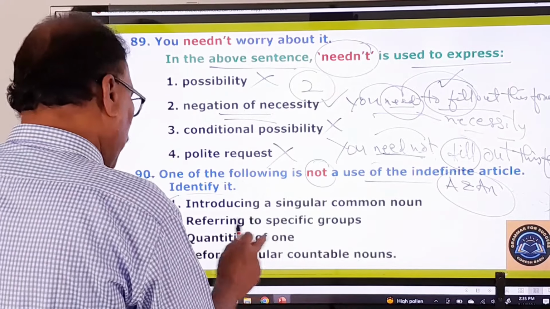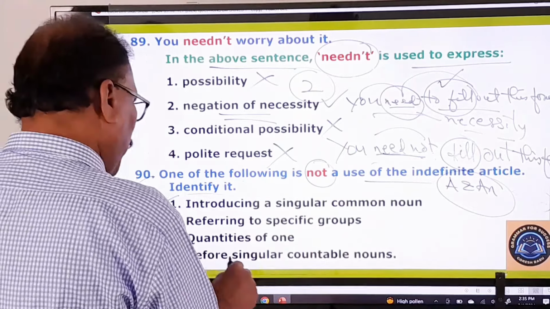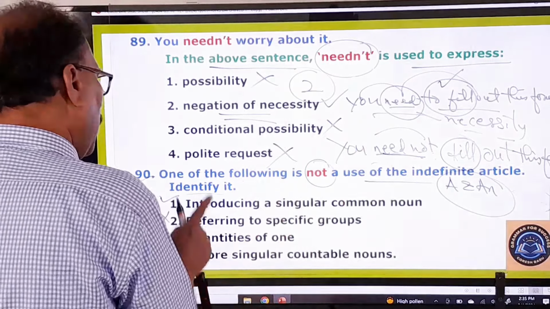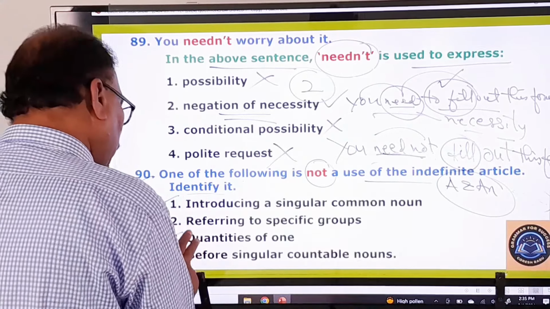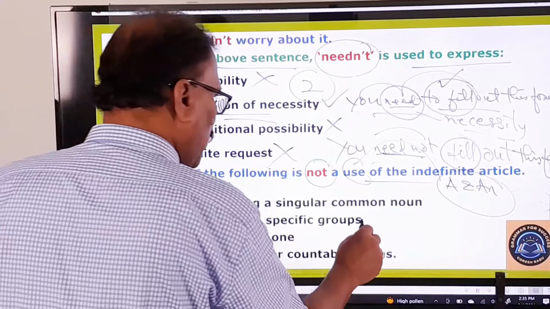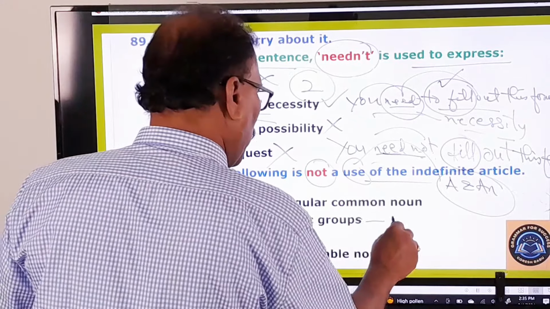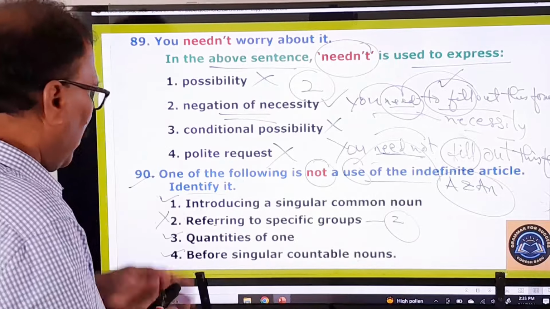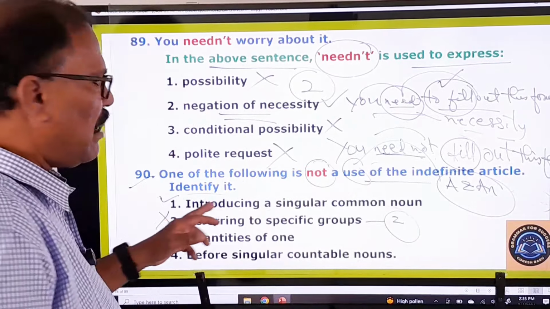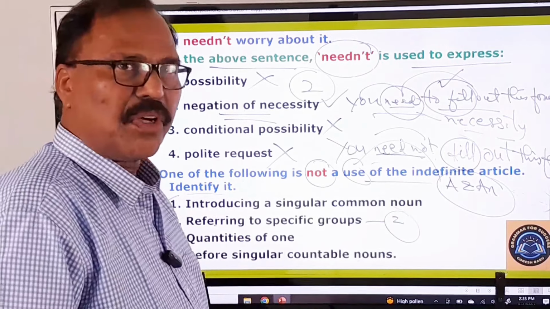And quantities of one, it's the use of indefinite articles. Before the singular, it is also the use of the indefinite articles. So here, the first one, third one, fourth one, these three are the uses of the indefinite articles. Only the second one is not the use of the indefinite articles. And therefore what? This is going to be your answer. The first one, third one, fourth one are the uses of the indefinite articles, whereas the second one is not the use of the indefinite articles. Right. With this, this video comes to an end.